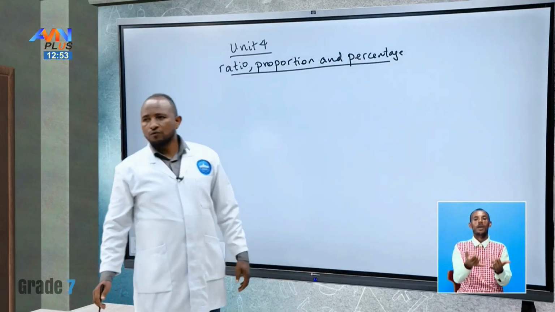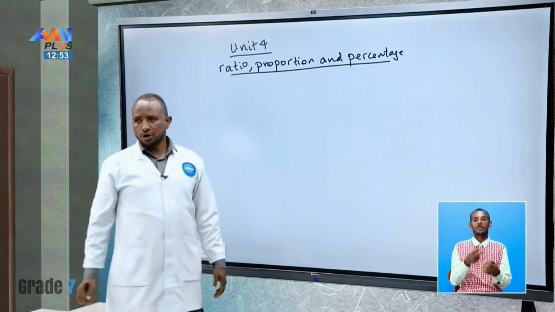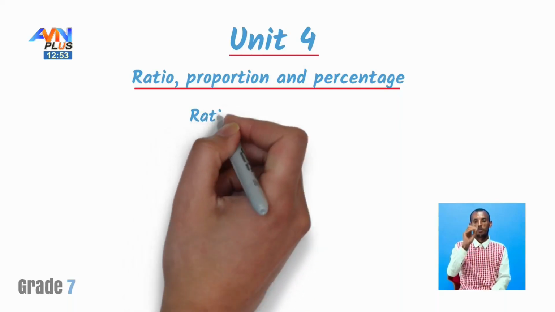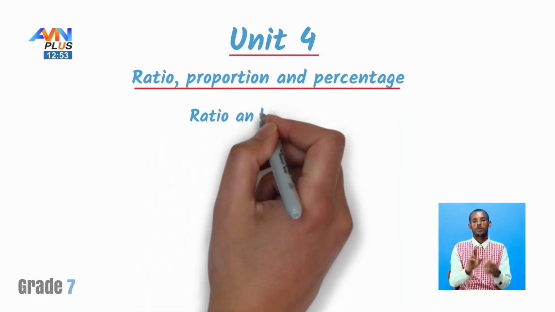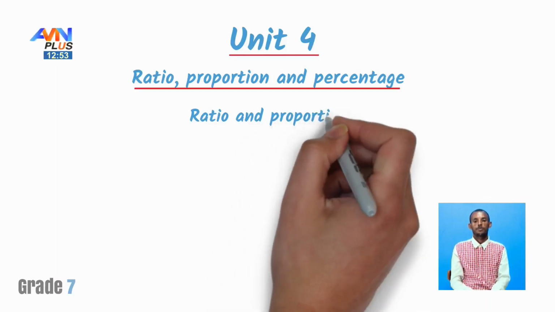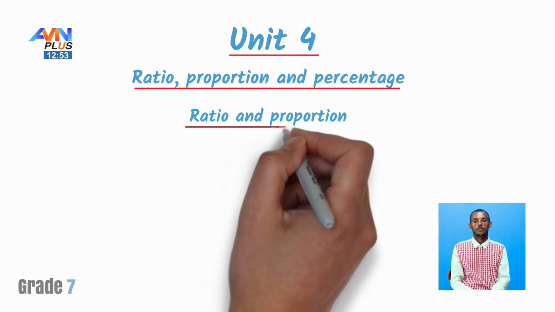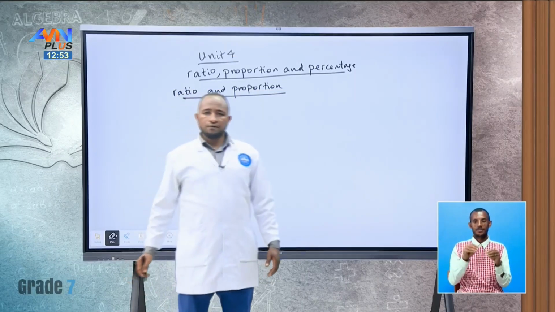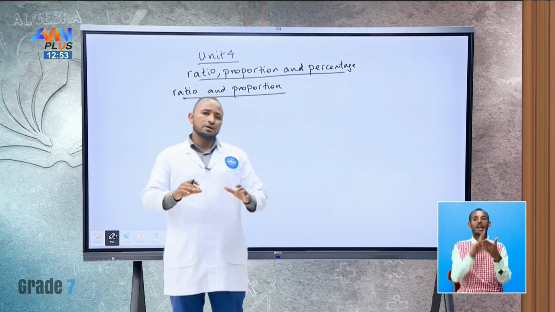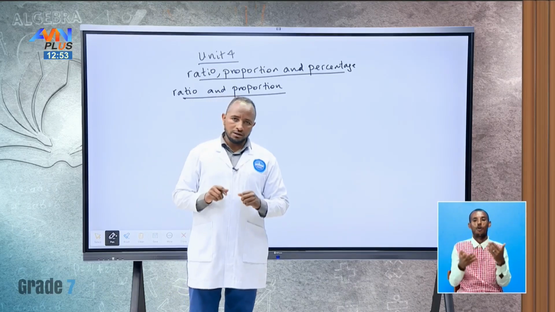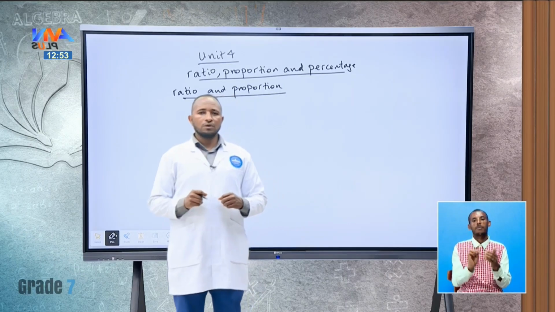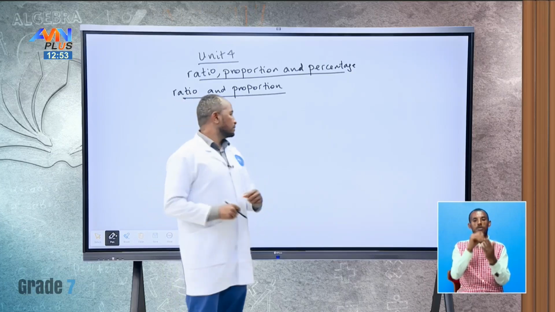Today, we will focus on two quantities, ratio and proportion. Students, after this lesson, you are expected to write ratio in simplest form and find the missing term in proportion. So, let's continue to the lesson.